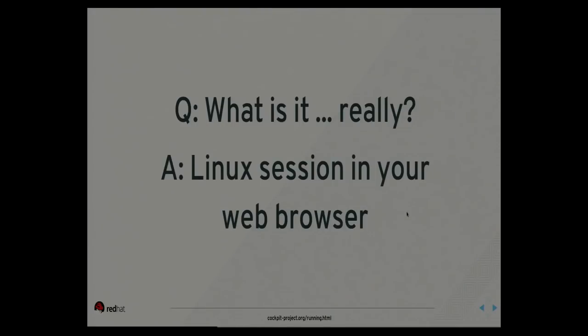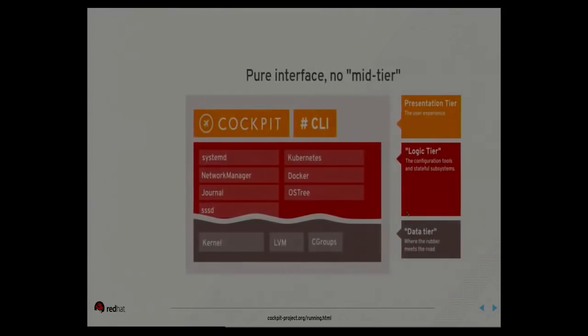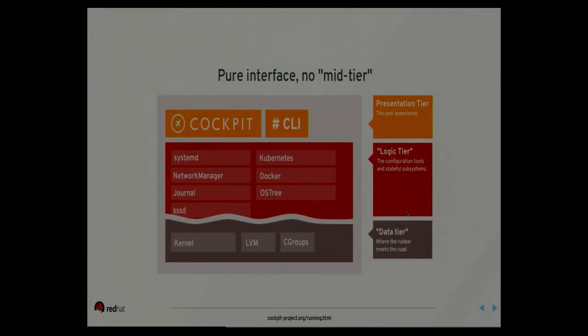Cockpit is really a Linux session in your web browser that lets you build and interact with all the different parts of your system directly from JavaScript. Cockpit is pure interface. There's no mid-tier at all. This is one of the principles that we have. We don't store any data about the system. We have a bit of data about how the UI should be laid out, someone's preferences, what language they've chosen, and so on. But we store no data about the system itself. The system owns its own state.